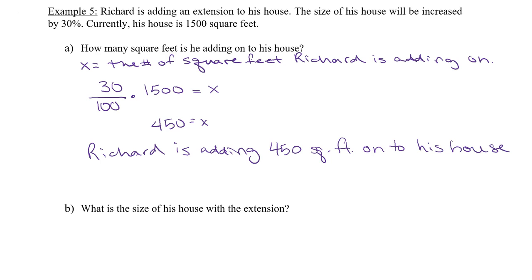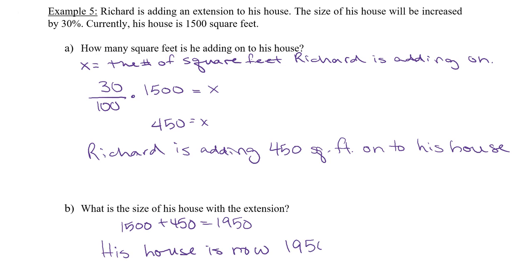Okay, so what is the size of his house with the extension? Well, it was 1,500 square feet. He's now adding on another 450, so we just add. So 1,500 plus 450 is 1,950. His house is now 1,950, and I could also write it this way, square feet.